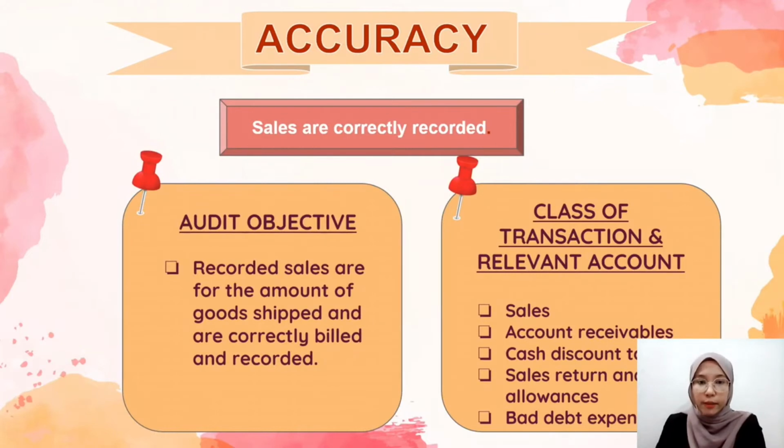I'm Nur Amila. I'm going to explain about the third assertion, which is accuracy. Accuracy means sales are correctly recorded. The audit objective is to make sure whether the recorded sales are for the amount of goods shipped and are correctly billed and recorded. The class of transactions and relevant accounts consists of 5 types, which are sales, account receivables, cash discount taken, sales return and allowance, and bad debt expenses.